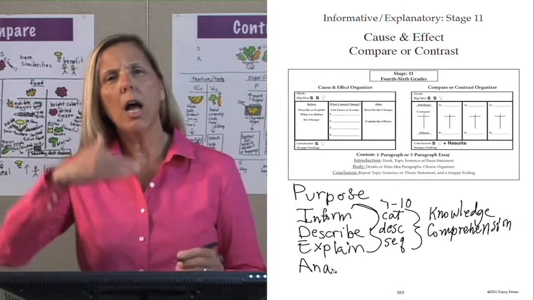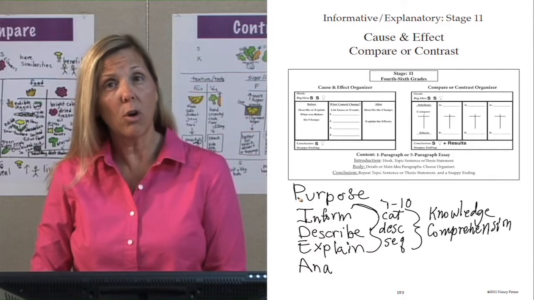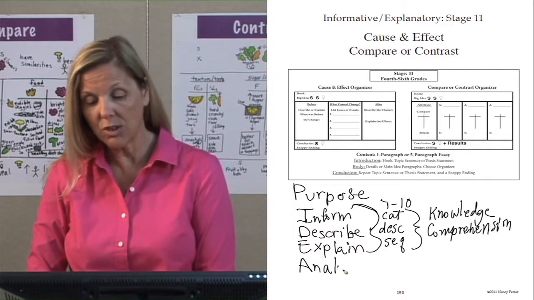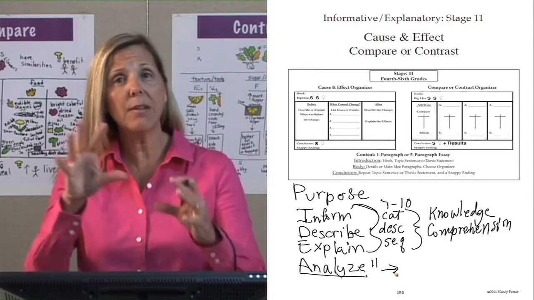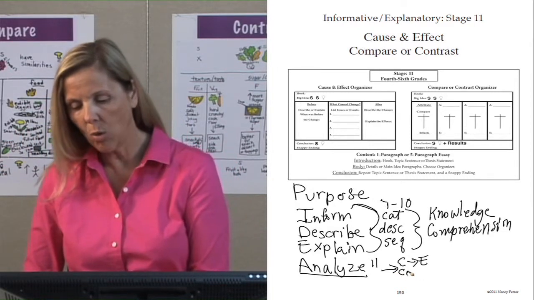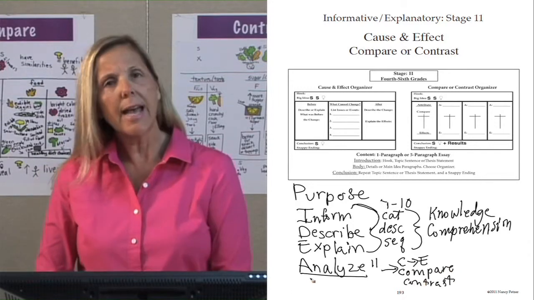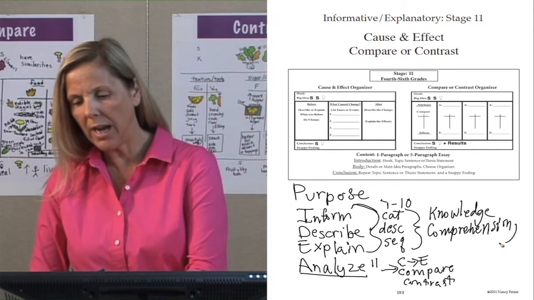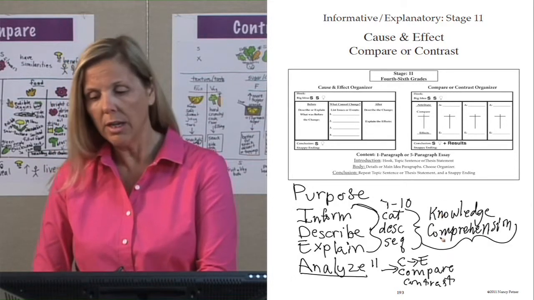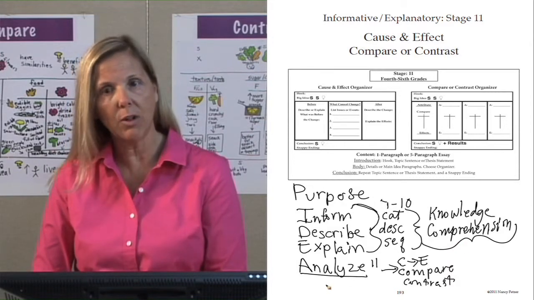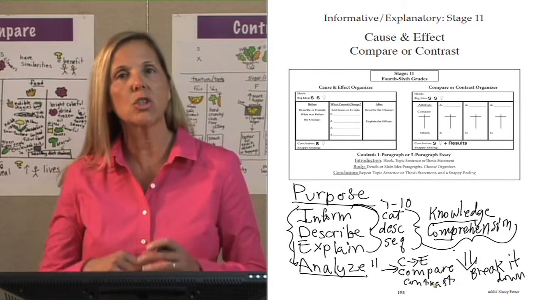But when you go up the levels of thinking, then we hit the final purpose of our informative explanatory writing, and that is to analyze. Analyze is stage 11. We will take the information, using cause and effect, or we will compare or contrast. That analysis means that we have to know the information, comprehend the information, in order to go to this analysis level where we can break it down for our purpose to analyze it.